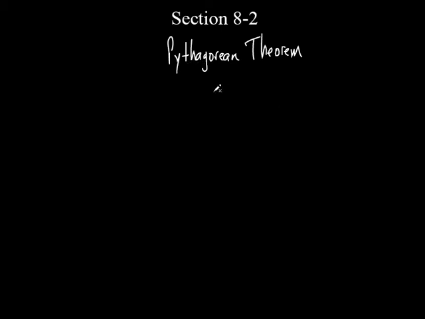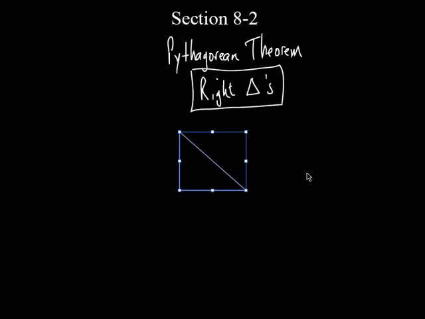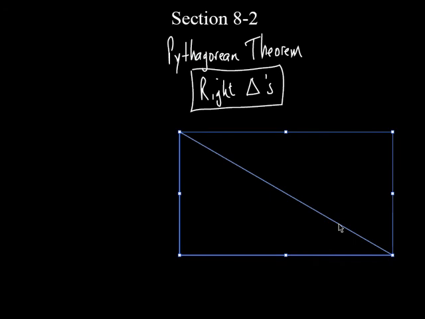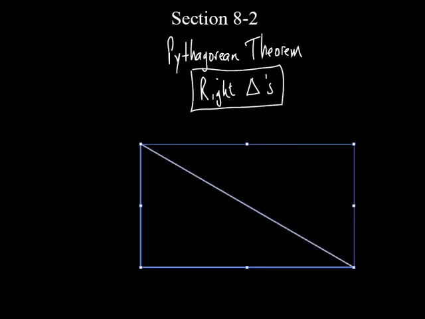All right. So now, the Pythagorean theorem only works with right triangles. You can only use the Pythagorean theorem with right triangles. Make sure you remember that. All right, so let's grab a right triangle and put it right here. And you've seen this before.